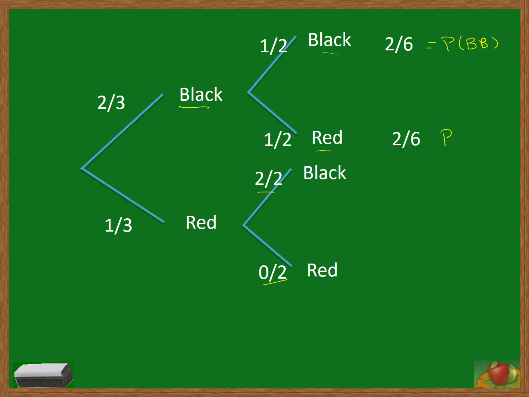The probability of getting a black then red is 2/3 times 1/2, which is also 2/6. The probability of getting a red and then a black would be 1/3 times 2/2, which is 2/6. It's 1/3, but I'm leaving it all in sixths. And then finally, the probability of getting two reds is impossible, right? There's not even 2 reds in there. And I wanted to do this to show you that when you have all your probabilities, they should all add up to be 1.